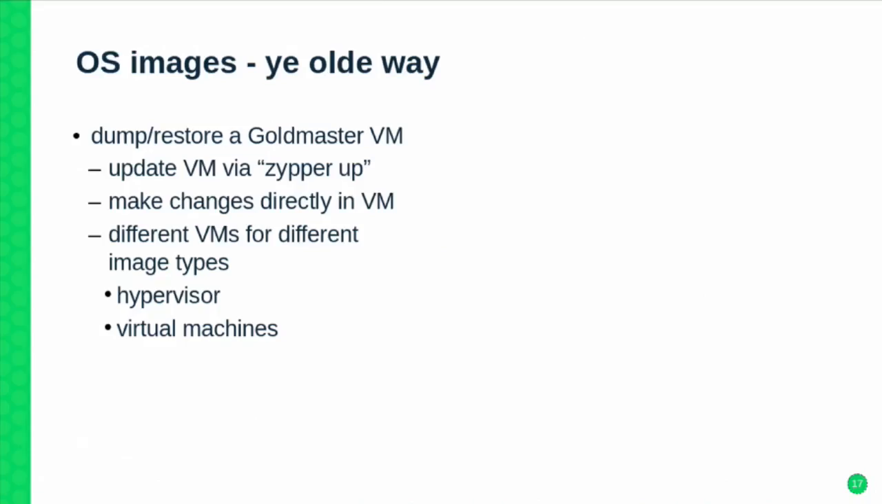So now let's go to what we have actually done. First of all, the operating system images. The older way was that we had a gold master VM, which is up and running. When new updates come in, be it security or any kind of patches or any changes that we had to do, we do it directly in the VM and then clean it up, dump it with a script, and then restore it for deployment. We also got different VMs for different types. We've got hypervisor VM images. We've got virtual machine images.